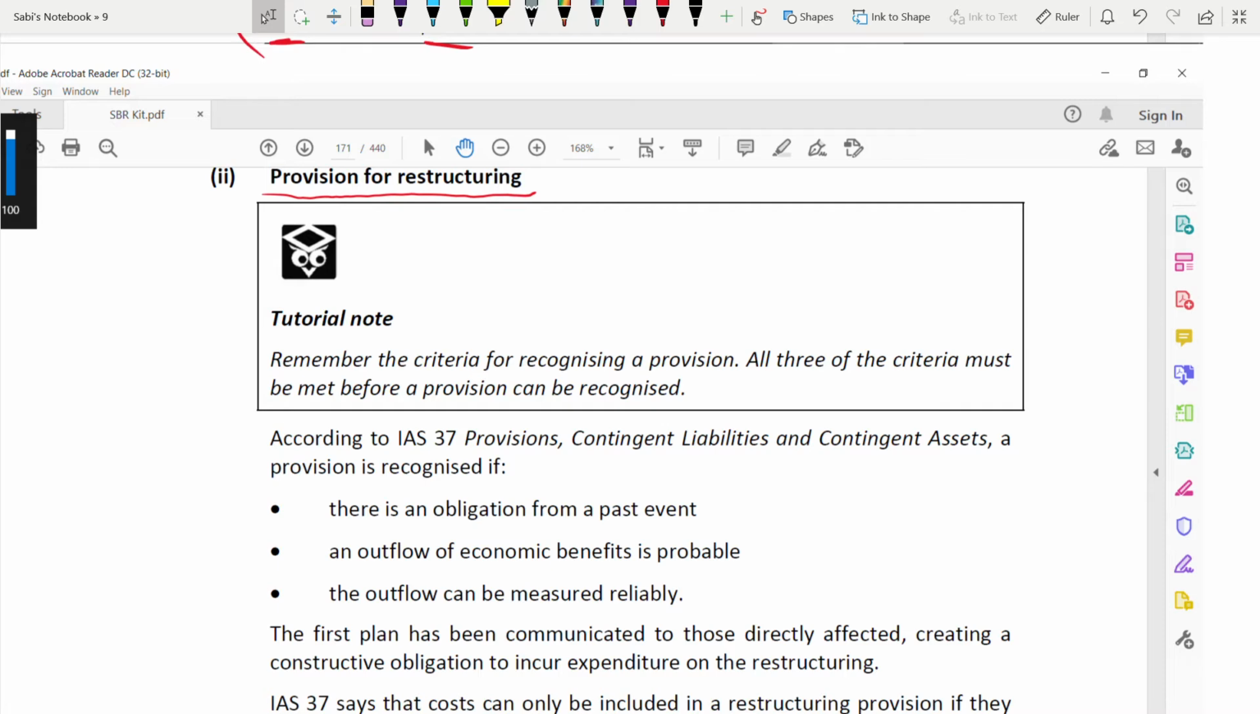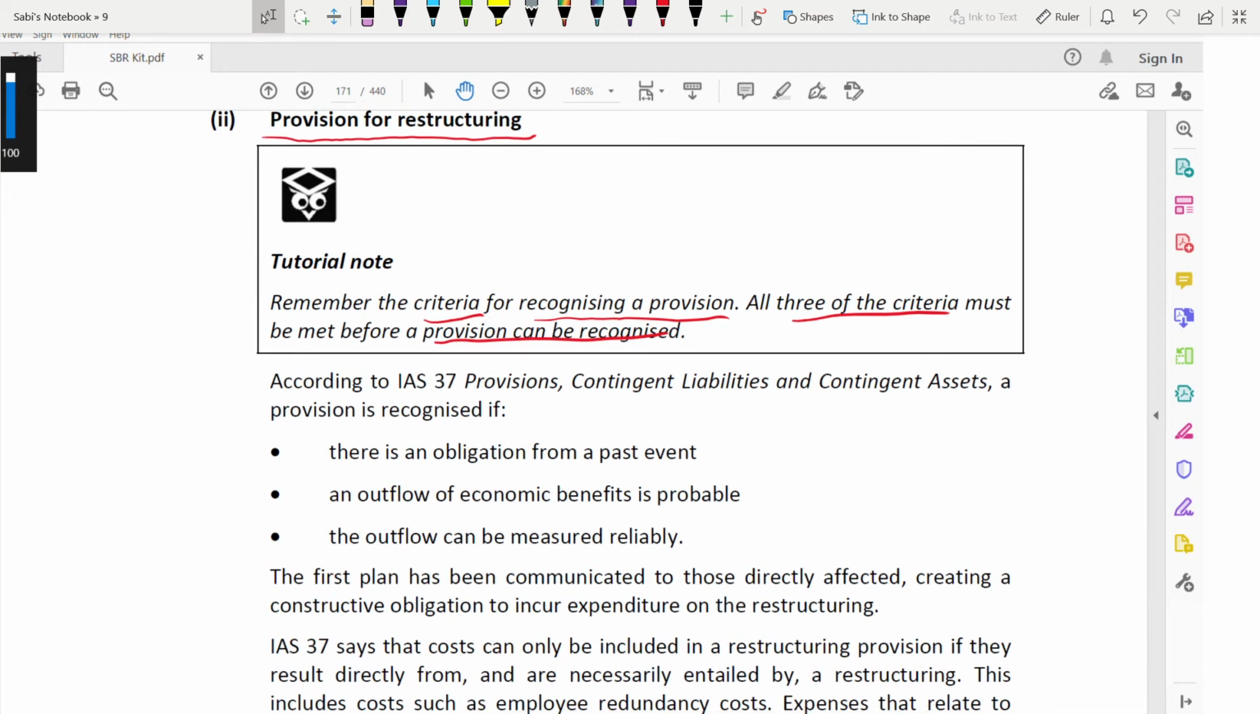Tutorial note says, remember the criteria for recognizing a provision. See, when it's a provision, there are some criteria that need to be met before you recognize it. You just cannot recognize anything as a provision. Same for restructuring also. It's a kind of provision. So all three of the criteria must be met before a provision is recognized. The tutorial note is giving an idea of what is being discussed in the answer. That means they're talking about which standard. Restructuring, you have to use IAS 37.